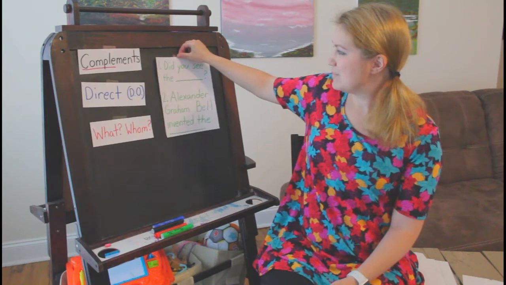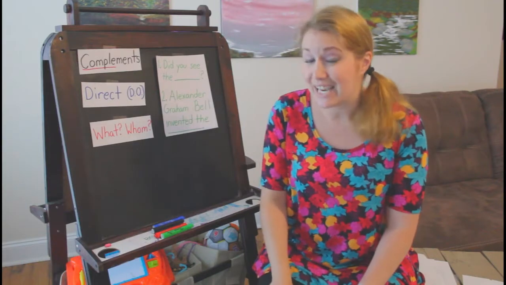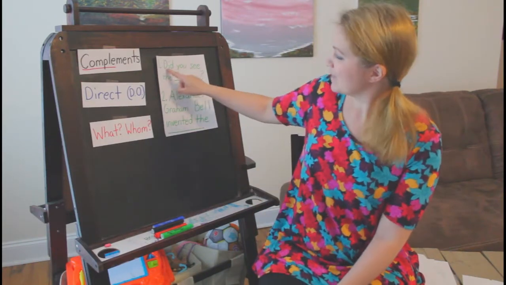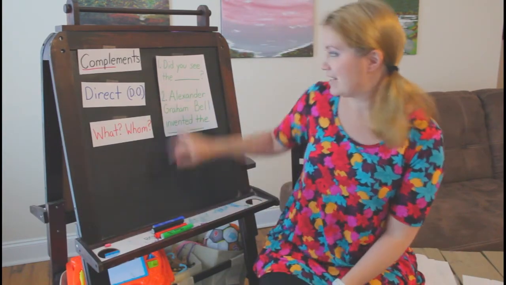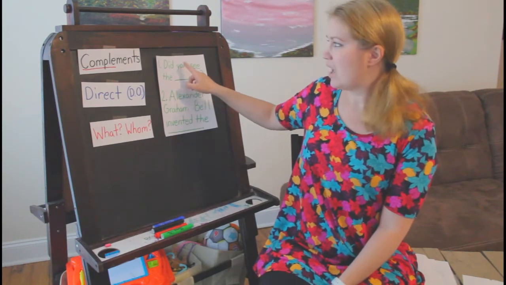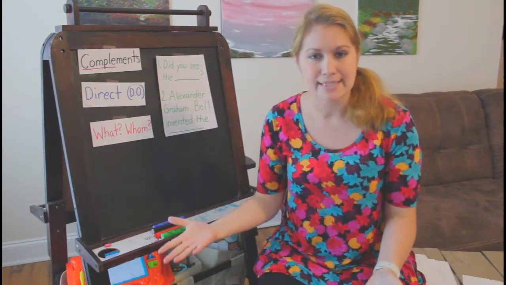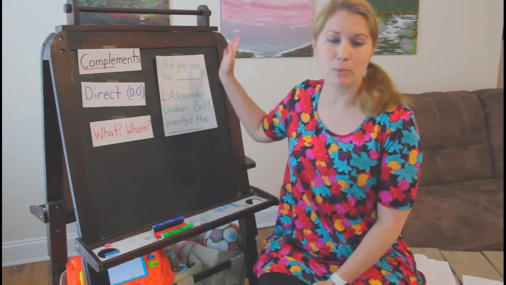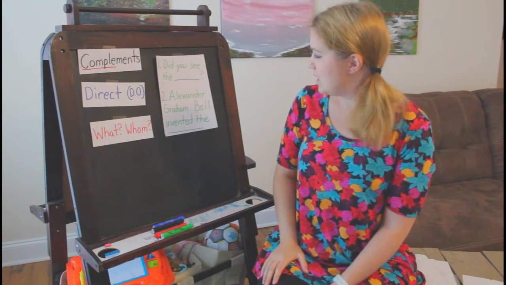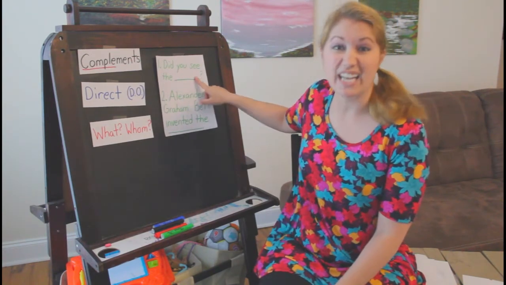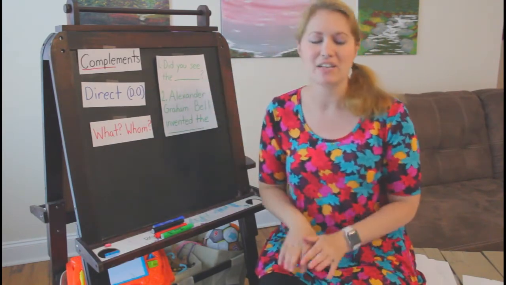I've got some sample sentences that we've been working on. Let's see if you can fill in what's missing. Did you see the what? We're missing a direct object here. I've got my subject, you. I've got did see. That's an action verb. You did see what? Maybe the fireworks, maybe the dog walking the tightrope, maybe the explosion, maybe the funny hat someone was wearing. There's a lot of things you could use to fill in that direct object.